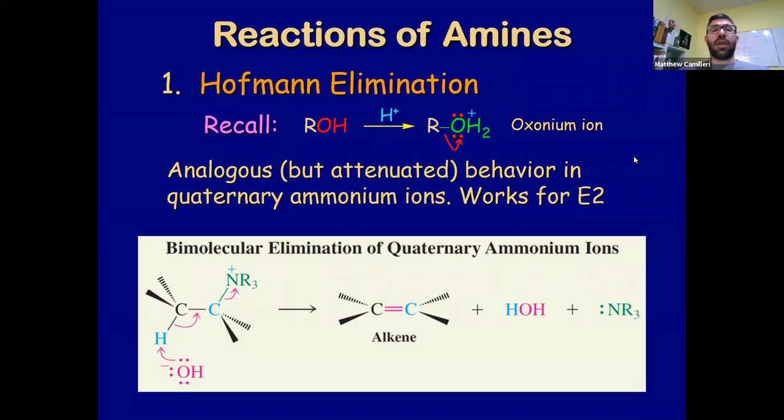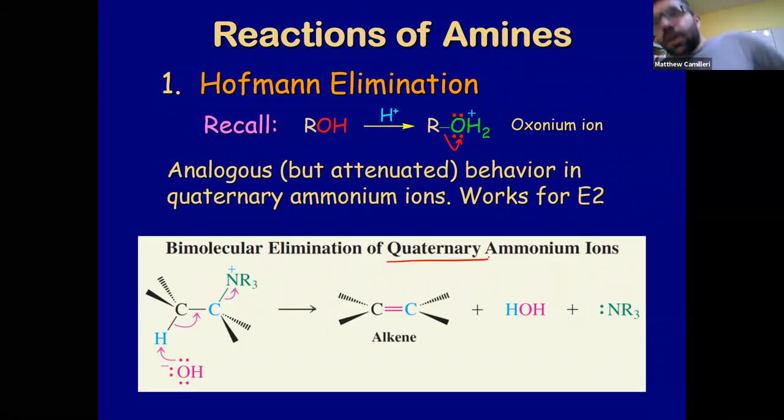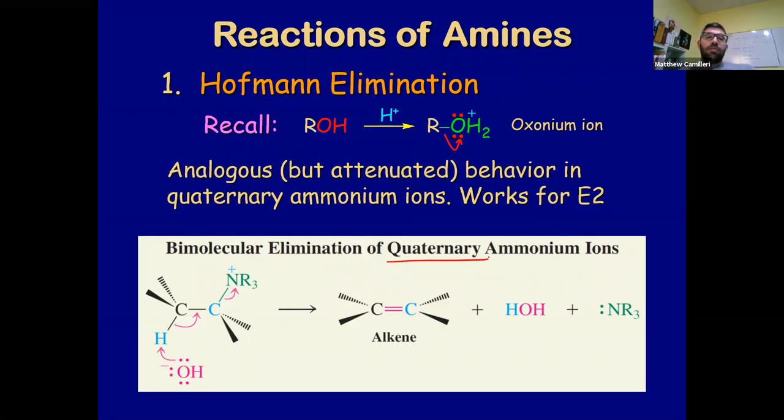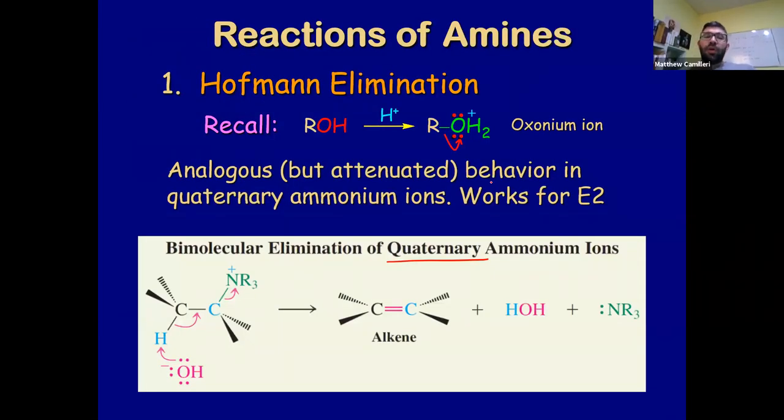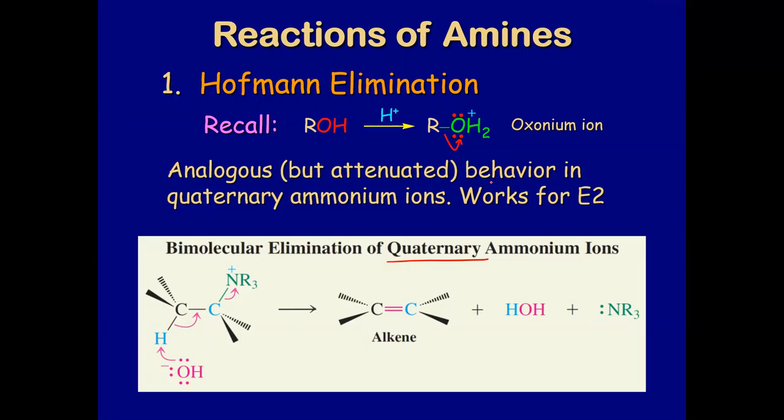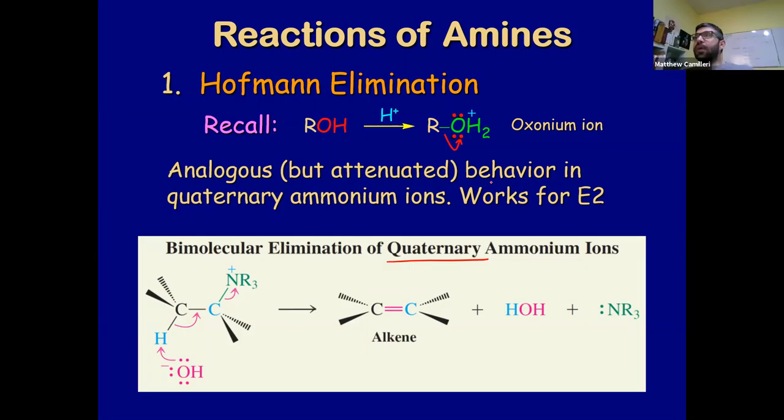The same thing can happen in the bimolecular elimination of quaternary ammonium ions. And this is important: quaternary. Here we are dealing with quaternary salts, and if you have a good enough base, you would be able to release an amine and produce an alkene. So the leaving group would have to be a very good one, the one in green. The leaving group will always be a quaternary ammonium salt. So the charge there is going to be very, very important.